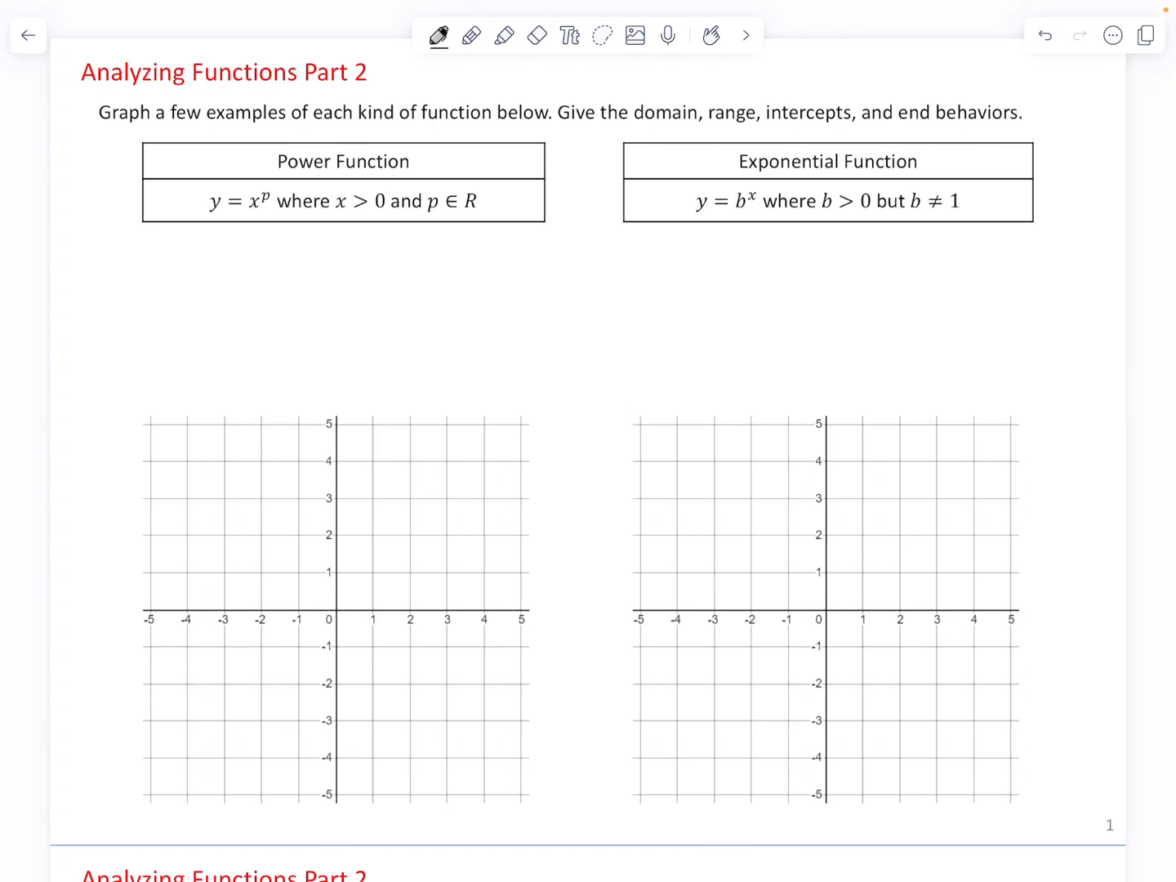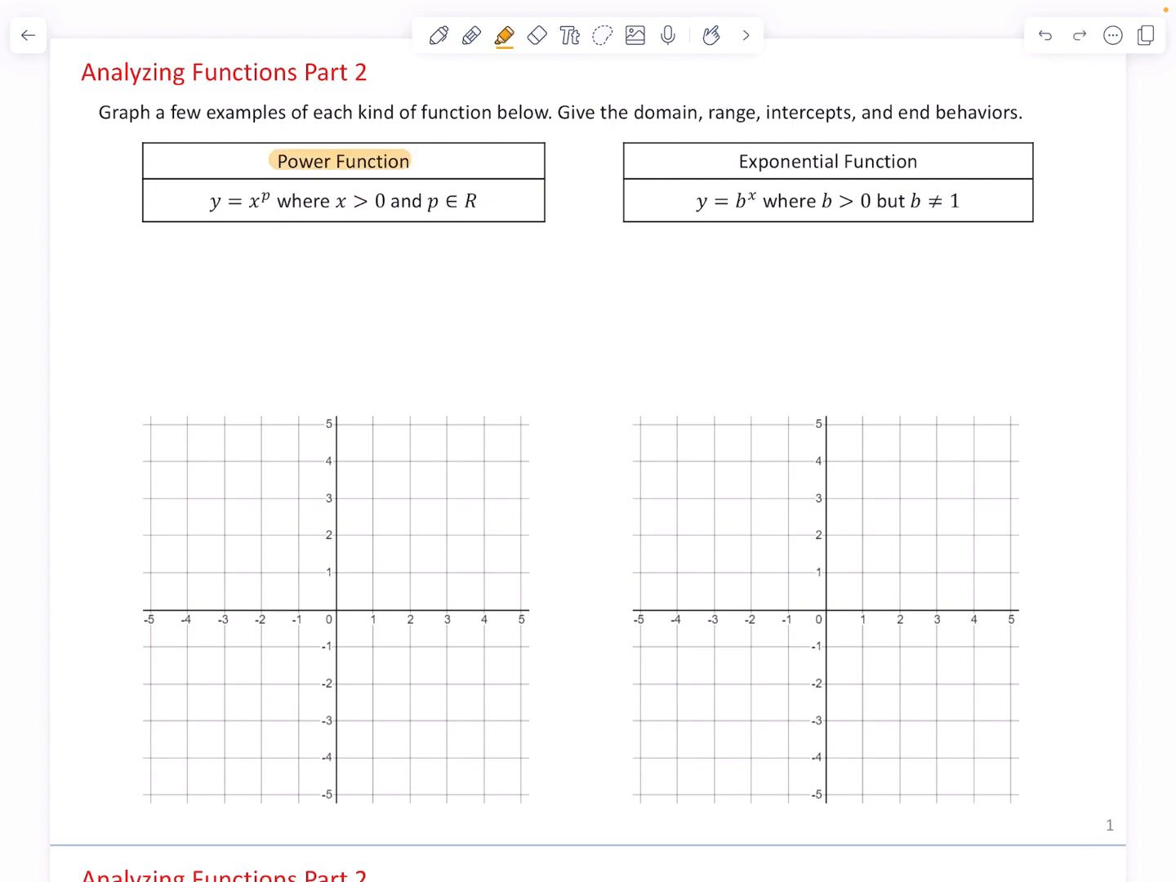Hello students. This lesson is the second part on analyzing functions. We will cover power functions briefly, exponential functions in more depth, and logarithmic functions. Graph a few examples of each kind of function below. Give the domain, range, intercepts, and end behaviors.